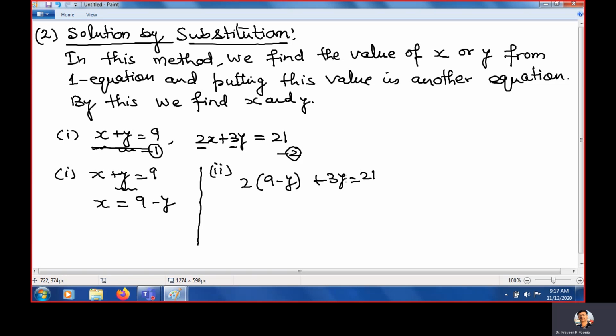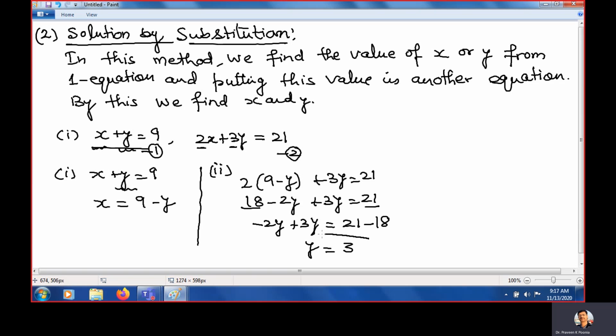Now this is a simple linear equation in y. We solved so many in the previous lecture. 2 into 9, 18, minus 2 into y, 2y, plus 3y equals to 21. Club the terms of y on one side, constants on the other side. So it is minus 2y plus 3y equals to 21 minus 18. 21 remains 21, this plus 18 changes to minus 18. 3y minus 2y is y. 21 minus 18 is 3. So what is the value of y? The value of y is 3.